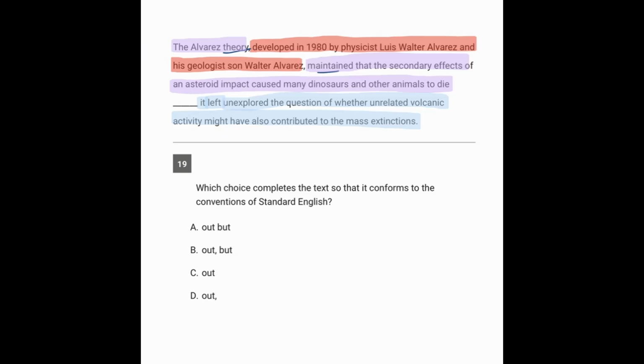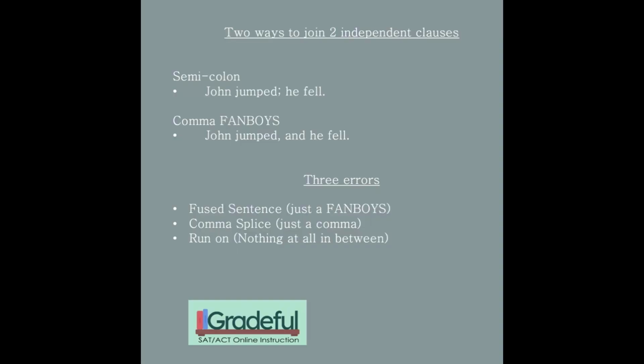So the point here is that the purple part and the blue part each could be their own sentence because they're independent clauses. And there are two correct ways to join two independent clauses. You can use a semicolon, "John jumped; he fell," or a comma and a FANBOYS, "John jumped, and he fell." If you join them just with a FANBOYS, that's an error called a fused sentence. Just a comma, that's an error called a comma splice, and nothing at all in between the two pieces, that's what a run-on sentence is.